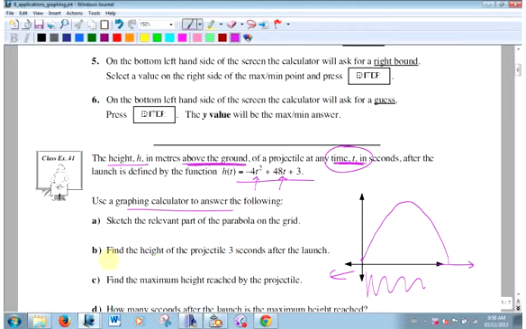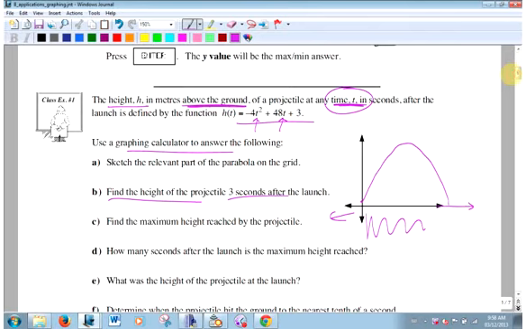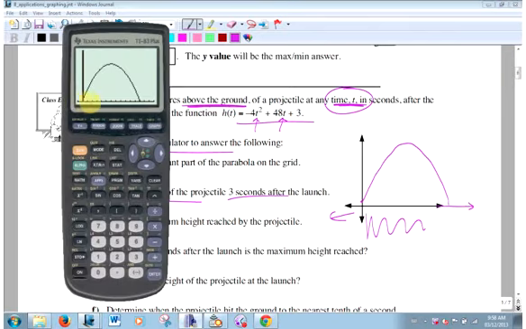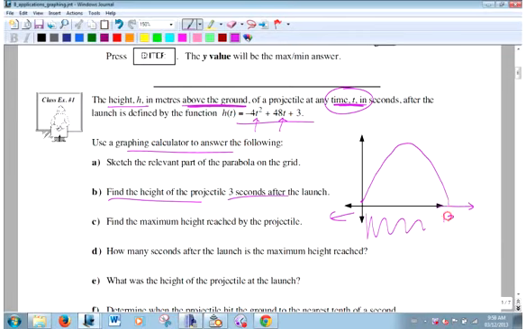That's it. Now, find the height of the projectile 3 seconds after the launch. How many seconds was this till it hit the ground? 1, 2, 3, 4, 5, 6, 7, 8, 9, 10, 11. Looks like about 12. Okay, approximately. This is time 0. I want to know like time 3. What is the height? Time 3. How would I do that algebraically?